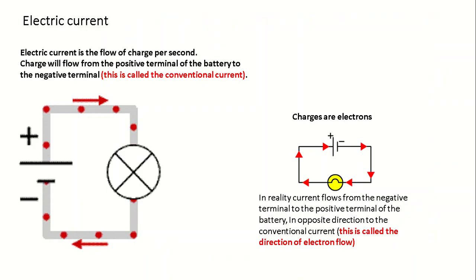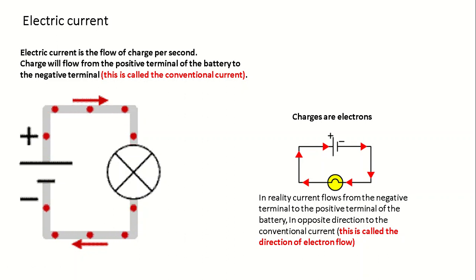Electric current is the flow of charge per second. By charge, I mean the flow of electrons. Charge will flow from the positive terminal of the battery to the negative through a component. This is called the conventional current.